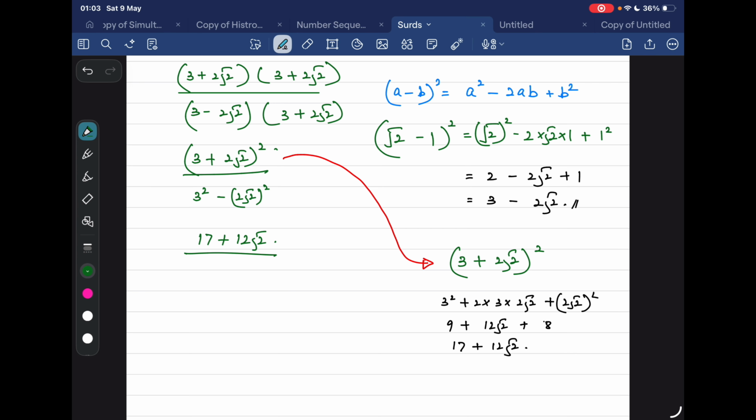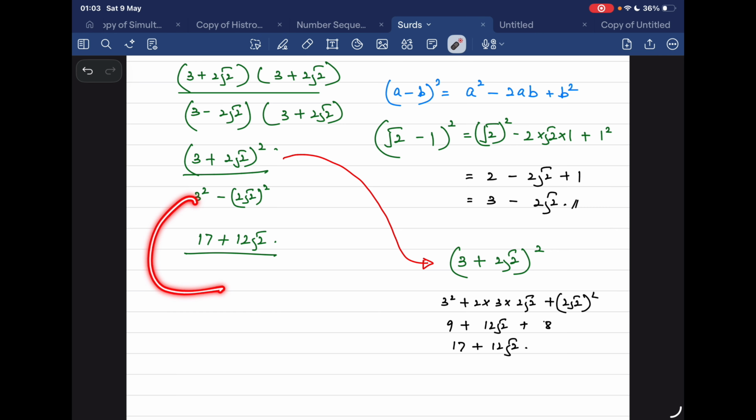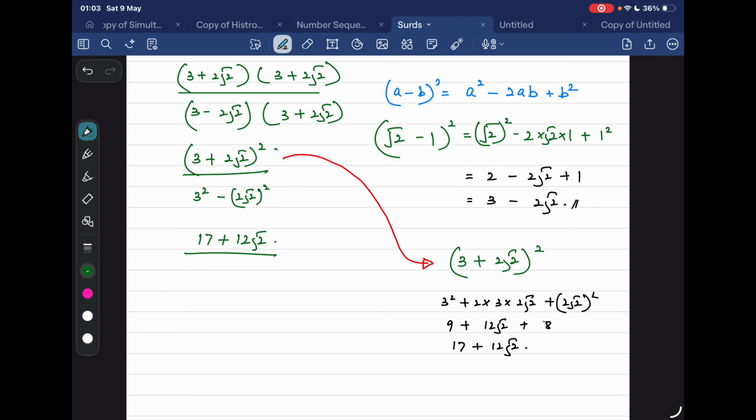So what happened in the numerator? What happened in the denominator? 3 squared means 9. This one. 3 squared means 9 minus 2, 4, and 8. What would be the answer here? It should be 8.